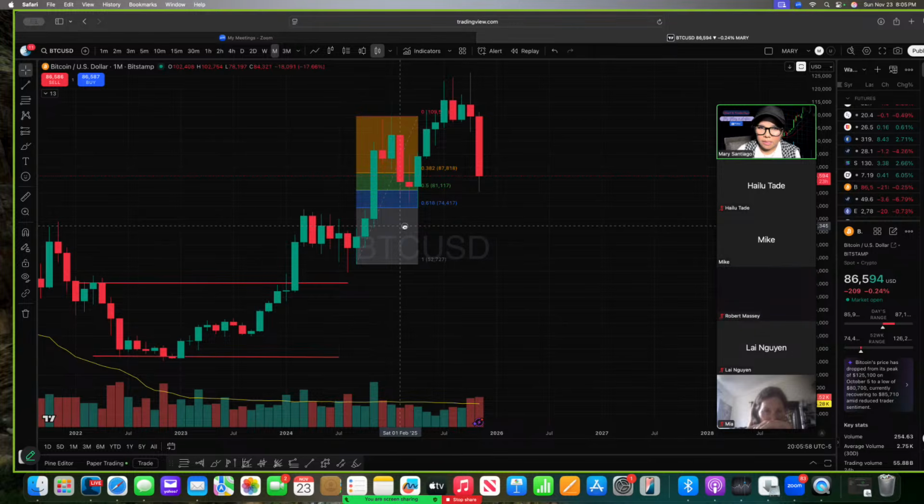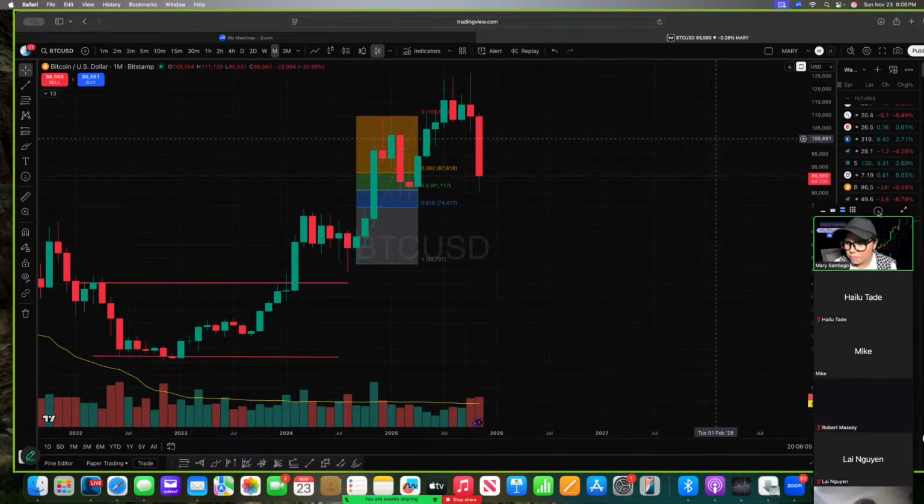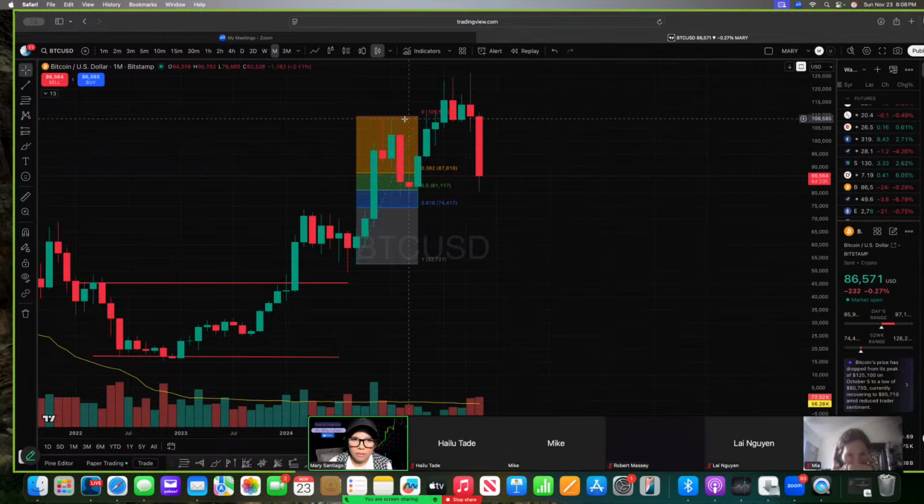So now let's see this one. This one doesn't look like a 50 or 61%. But how many more days do we have left for this? We have 6 more days to finish this candle. Go ahead and delete that.